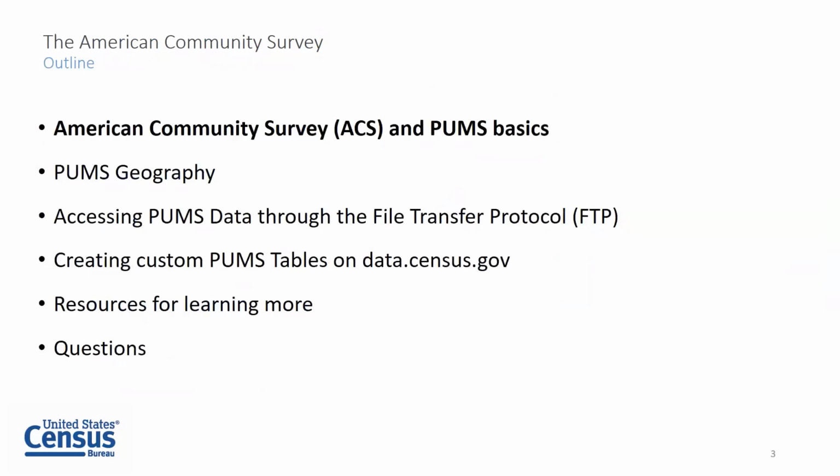So we'll start by going over some of the basics to get you familiar with the ACS and the PUMS. And then we'll go over PUMS Geography, specifically focusing on public use microdata areas, or PUMAs, and how to find them. We'll then do a couple of demos on both accessing the data through our FTP site and creating custom tables on data.census.gov. We'll then look at some of the resources for finding out more and leave you with some ways you can reach out for help with the survey, as well as how to get involved with the ACS community. Finally, we'll leave some room at the end for questions.